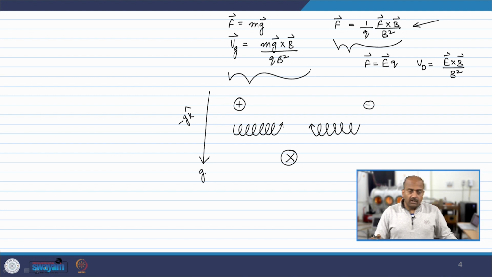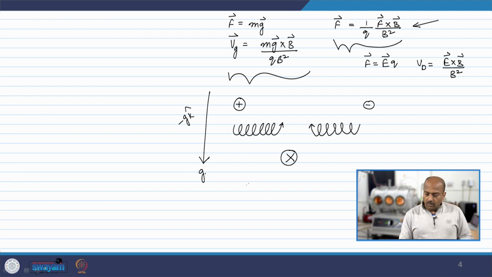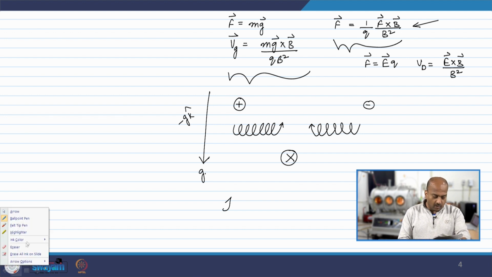Just like what we have seen in the gradient and curvature drifts, this type of configuration will allow the charged particles to be separated, because the positive charges are experiencing a force in one direction and the negative charges are experiencing a force in the other direction. So, the particles will be separated. That means you are creating some current density. So, the net current density that can be generated out of this charge separation can be written like this.